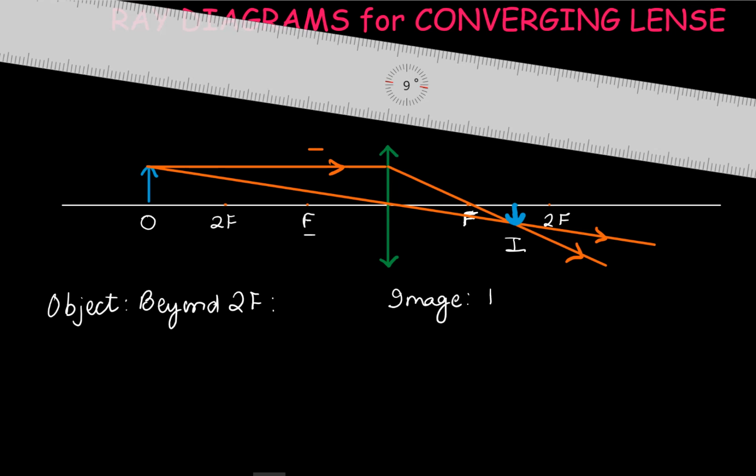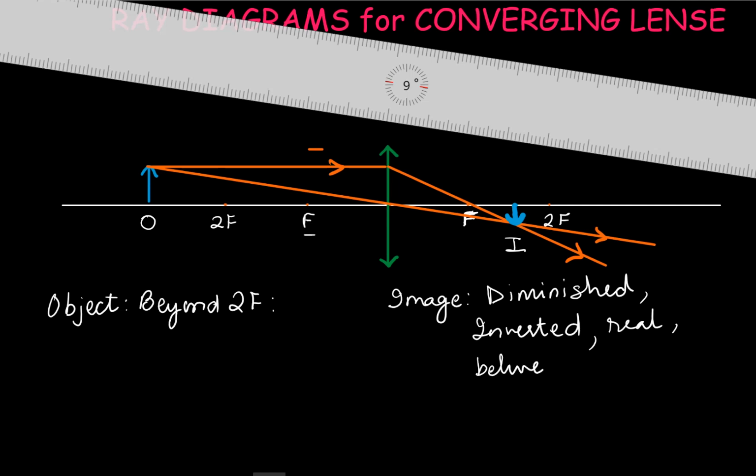The image is, first of all, smaller in size than the object, so we describe the image as diminished. It is also inverted; see, the arrow is pointing downwards. The image is formed by the rays actually cutting each other, so it is a real image. And where is the position? It is between F and 2F. Remember, I've told you after finishing all 4 ray diagrams, I'm going to give you quick tips on how to remember all the details about the image. So as of now, chill.